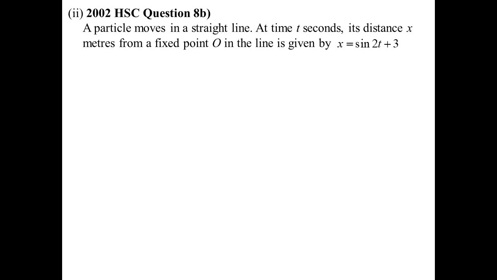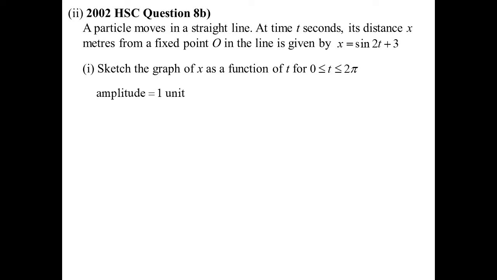Here's another one. This time, displacement is given by a trig equation, sine 2t plus 3. Sketch it. So we've got to sketch a trig graph. So I know the amplitude is 1. It's been shifted up 3 units. Period 2 pi over the coefficient of t, which is 2, so pi. I'll mark my divisions off every pi on 4.